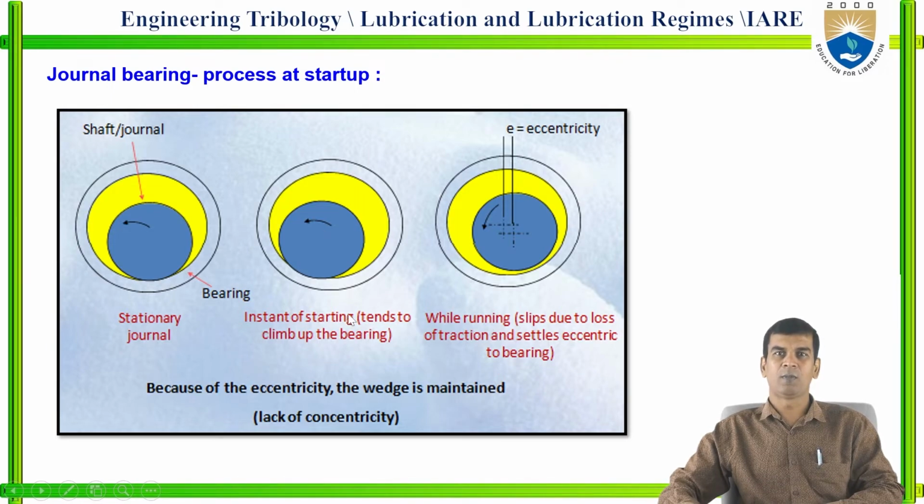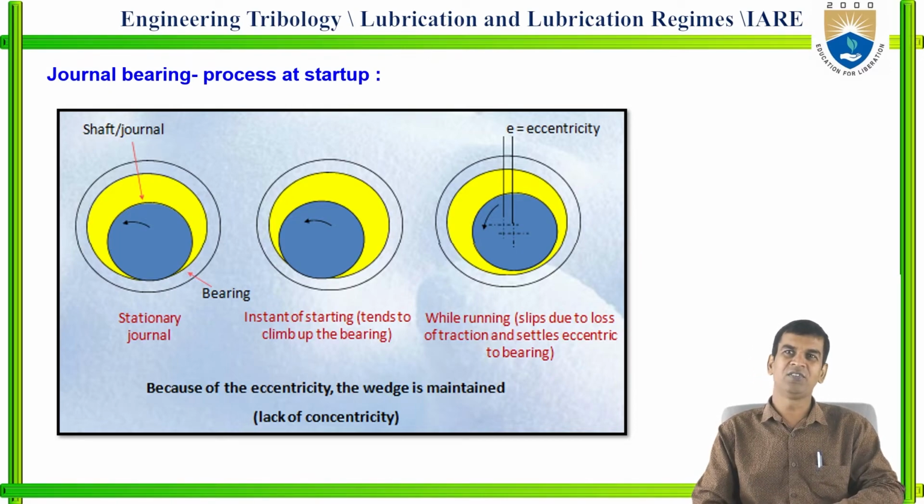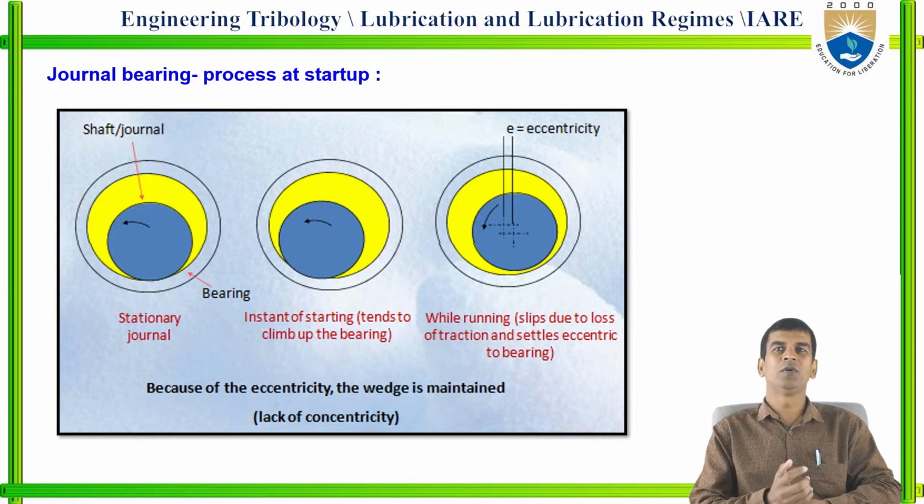Instead of starting, it tends to climb up the bearing. At this point, and here while running, it slips due to the loss of traction and concentricity. Because of the eccentricity, the wedge is maintained. If the shaft and bearing are concentric, the wedge will not be maintained, and more fluid will be present here in the hydrodynamic lubrication. Because of the eccentricity, the wedge is maintained over here.